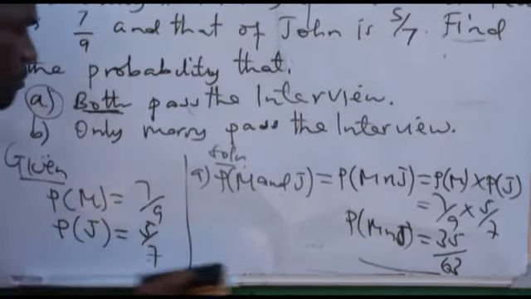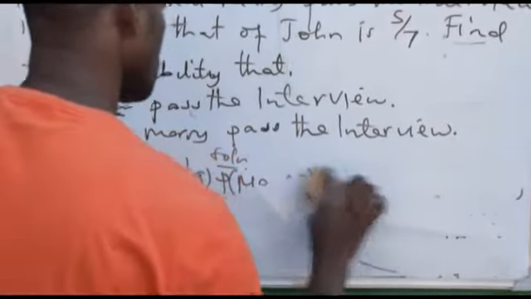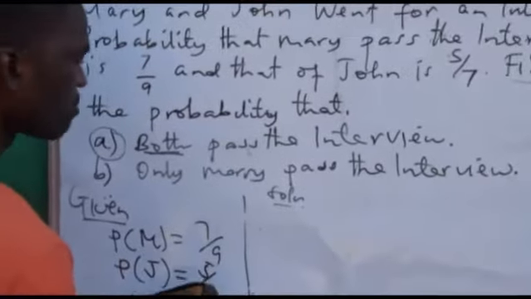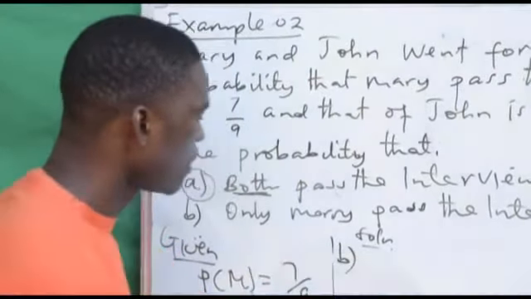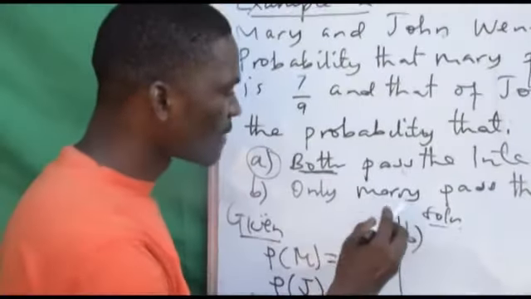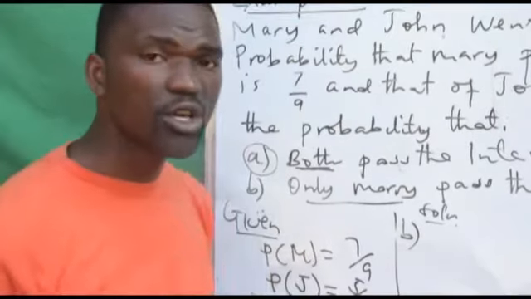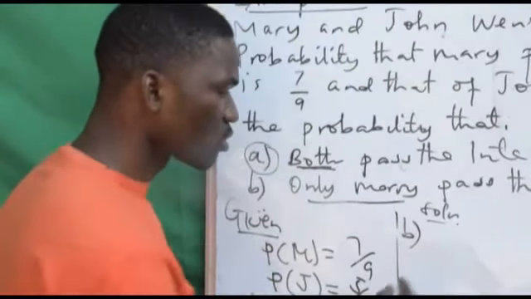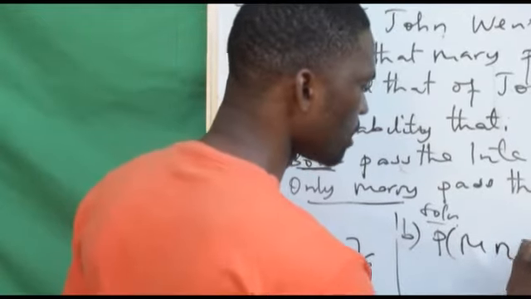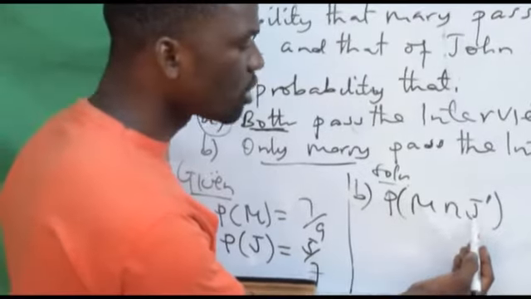Okay, part B of the question is asking us to find the probability that only Mary will pass the interview. Remember, if Mary passes the interview, at the same time John will be failing the same interview. So this means find the probability that Mary passed the interview and John failed the interview. So we put a dash here, because this dash means not for John. So Mary will pass, but John will not pass.